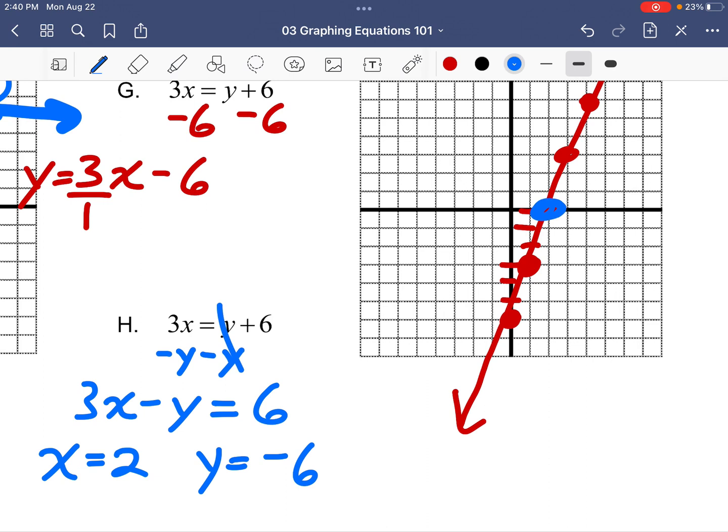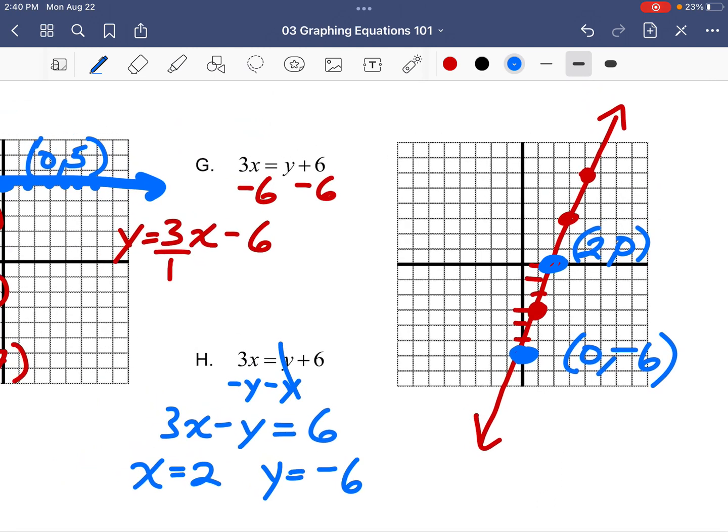Because I want you to see that x equals 2 is going to produce, look at that, the same point. And y equals -6 is going to produce the same point. And of course, that means I'm going to produce the same graph. So you can graph it either way.